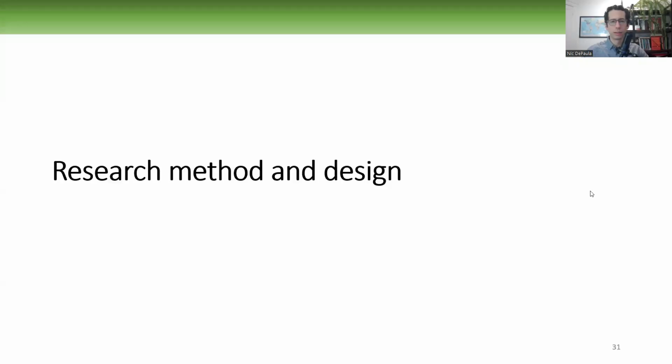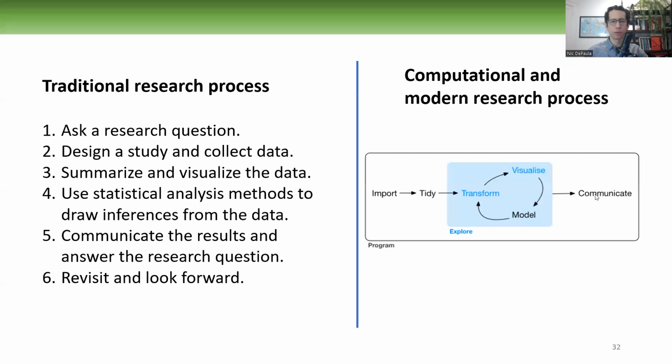Research method and design. There are two broad approaches to research and science. One is the traditional research process, which you may be familiar with when thinking about the basic scientific method. It generally begins with a research question or hypothesis.